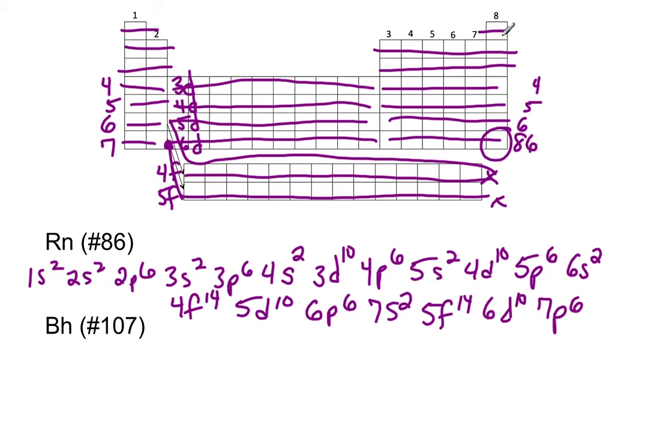I'm in the 7th row. Let me get red here. 1, 2, 3, 4, 5, 6, 7. 7th period. I'm in the P block, and I'm in the last column, so 7p6. So that's what I should end in right there.